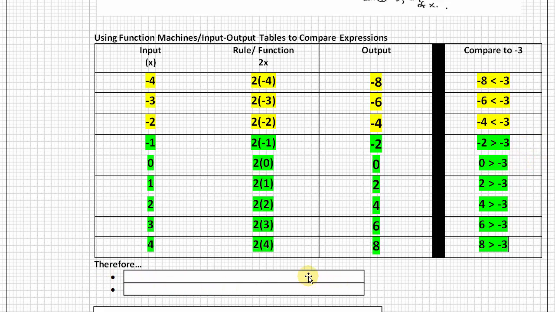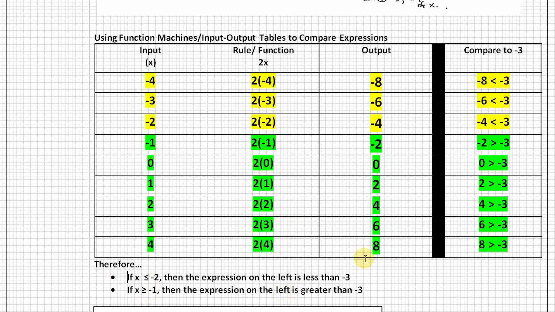So we need to write a summary sentence for that. Therefore, if x is less than or equal to -2, then the expression on the left is less than -3. But if x is greater than or equal to -1, then the expression on the left is greater than -3.